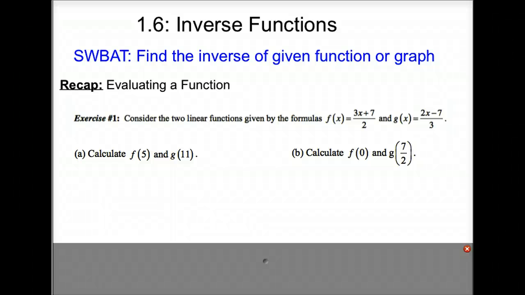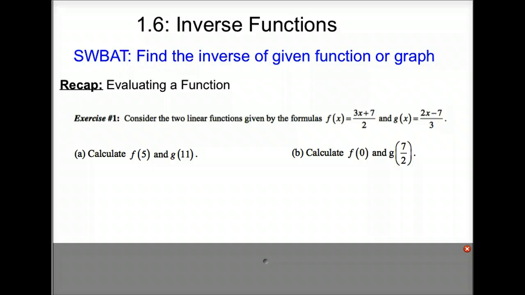It's all about inverse function, lesson 1.6. Students will be able to find the inverse of a given function or a graph. So a quick review on how do we evaluate a function.